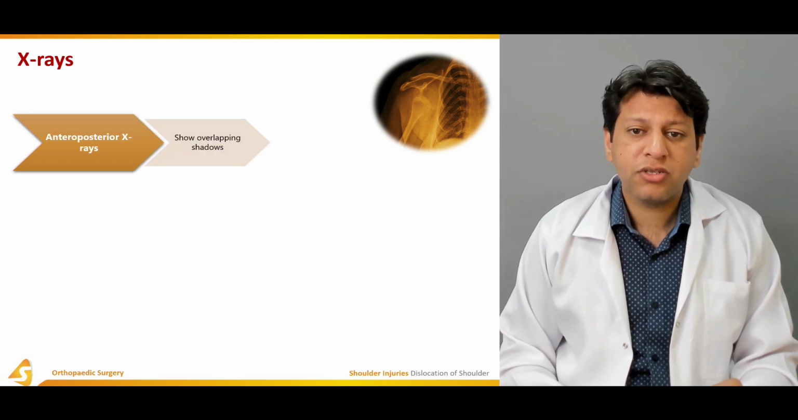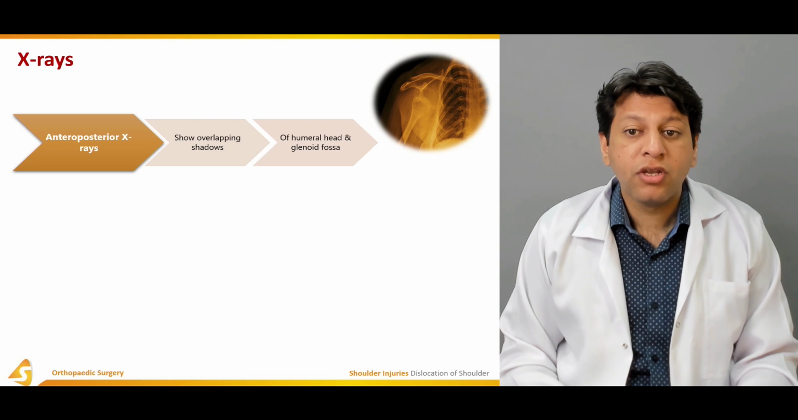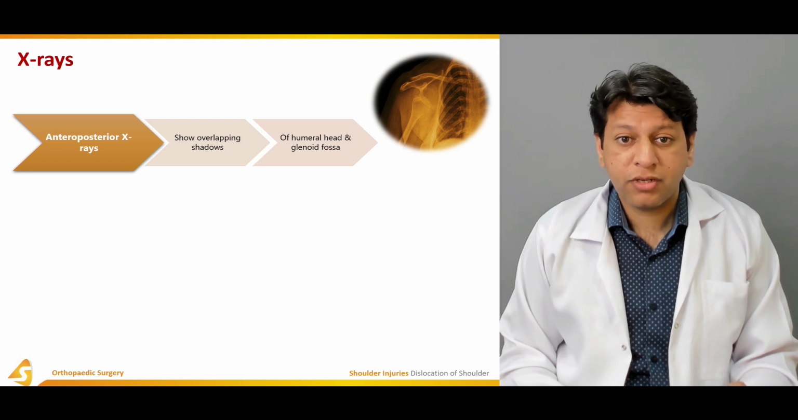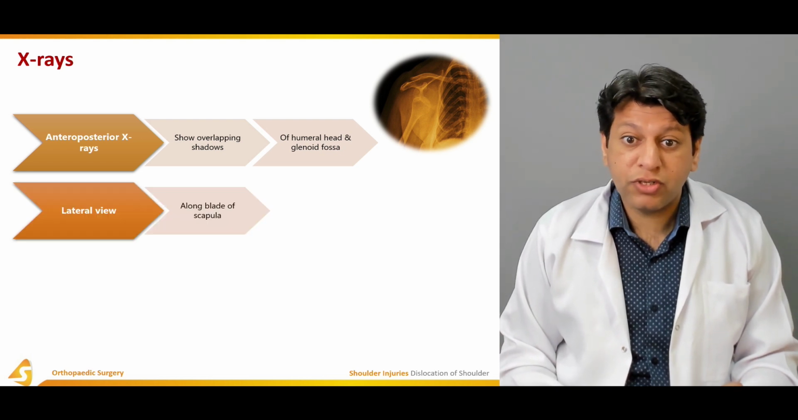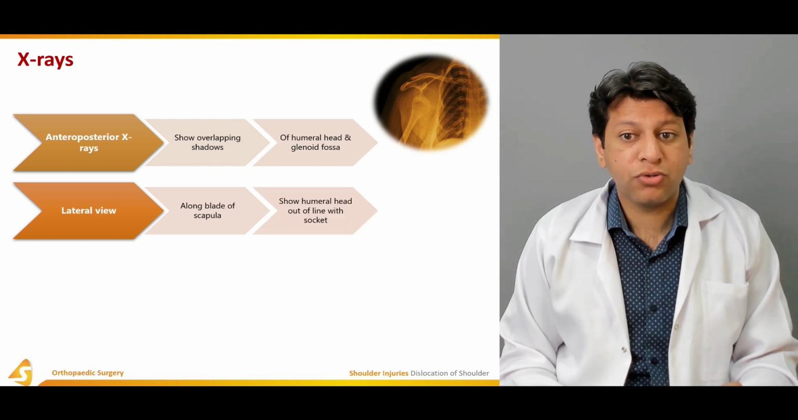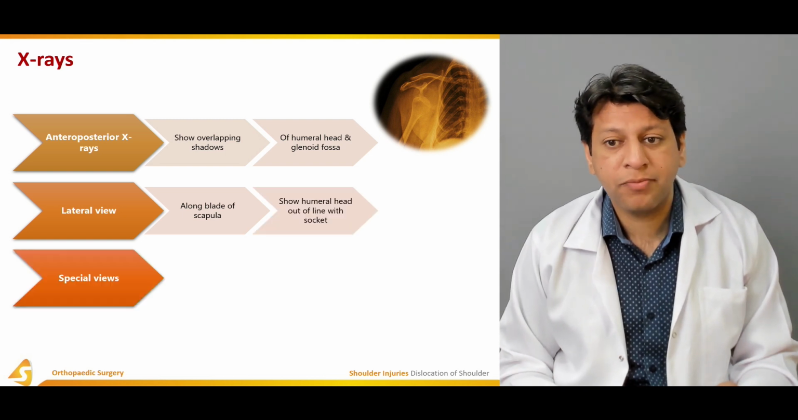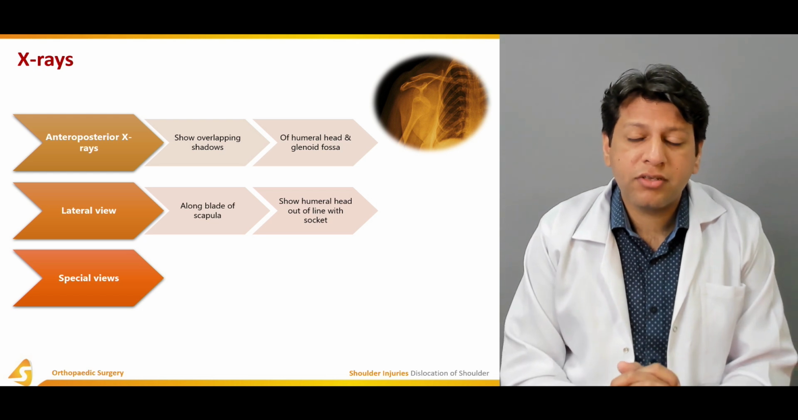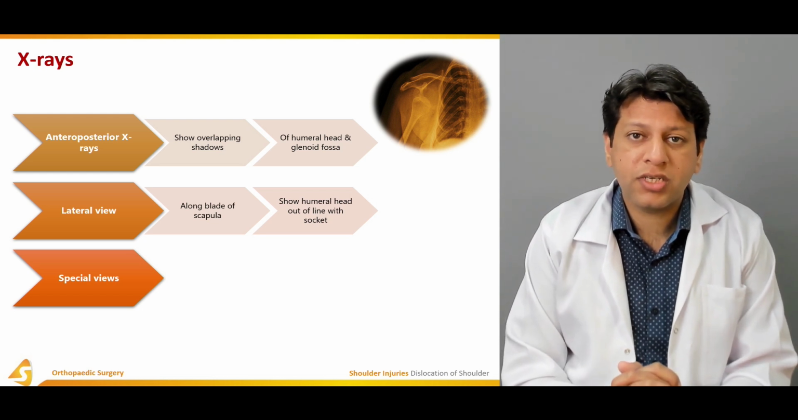Anterior posterior x-rays usually show overlapping shadows of the humeral head and the glenoid fossa. On the lateral view, we see a long blade of the scapula. It shows the humeral head outline with the socket. Ideally, there are different x-rays which can be done as well.